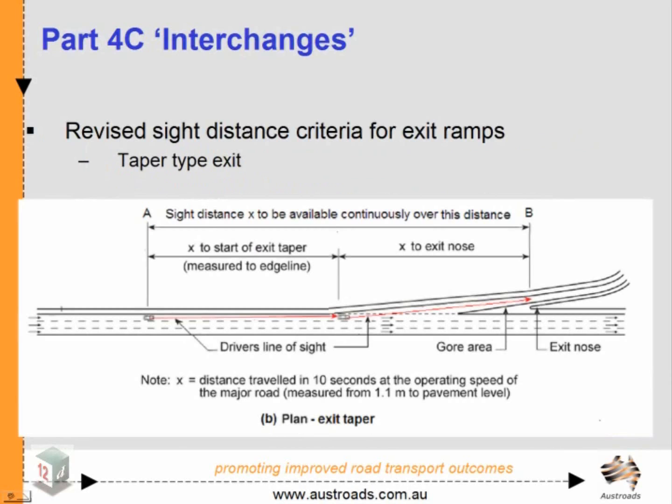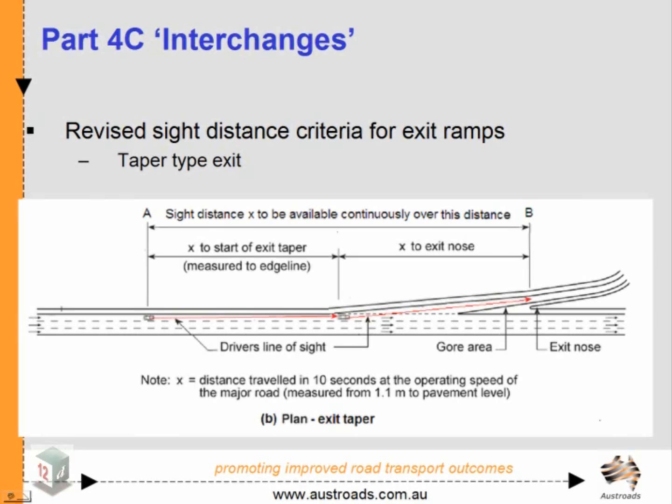Another change is the sight distance criteria to exits over what we've got in our road planning design manual. It was felt, particularly from Western Australia, that it's important that the start of the taper of an exit can be seen. So criteria was developed for that. And where you've got an exit that's not parallel, simple exits, we decided on a time of 10 seconds of being able to see the start of the taper all the way through to the exit nose.